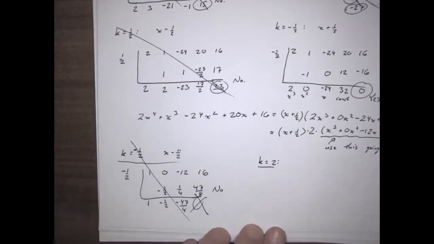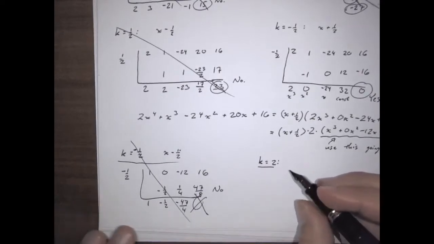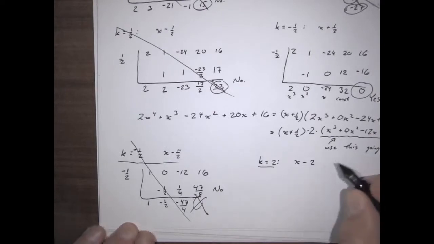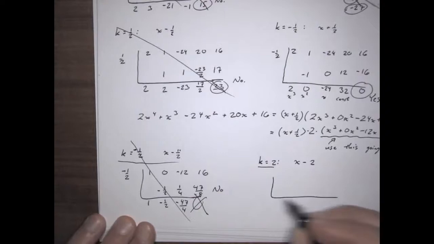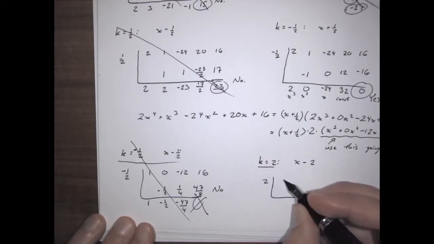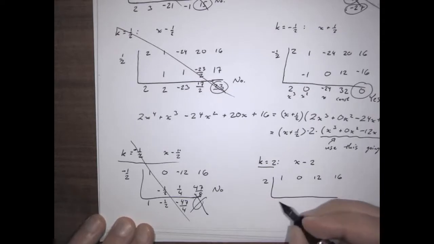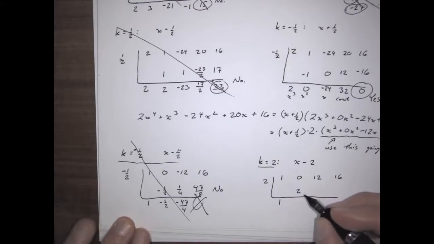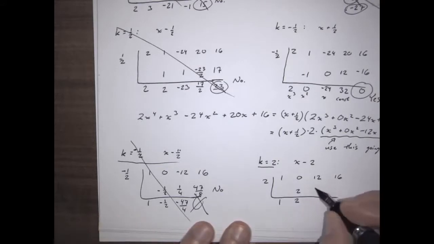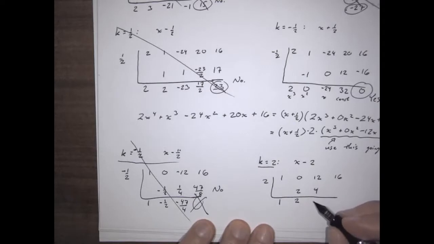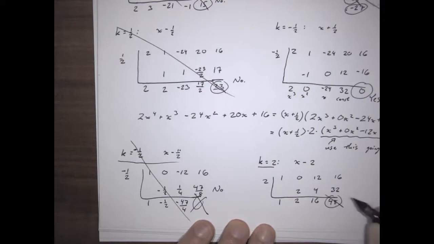So for k equals 2, then that would be a factor of x minus 2. So then here we're going to have 2, we're going to have 1, 0, negative 12, positive 16. Down comes a 1, multiply makes a 2, add makes a 2, multiply makes a 4, add makes a 16, multiply makes a 32, and you'll notice that we are definitely not going to get a 0 here. It's going to be a 48. No.